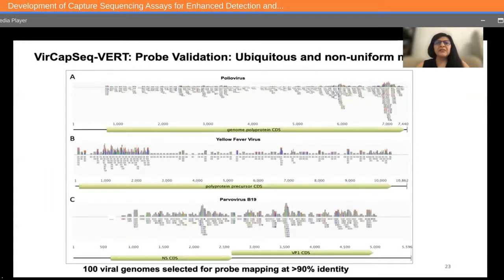So the first step that I mentioned, the in silico validation, was performed on 100 genomes. Here is an example showing only 3 genomes. We can see that when probes are mapped to the genomes of poliovirus or yellow fever virus or parvovirus, we see pretty good coverage, which is ubiquitous. However, we see differences in the depth of the probes because some sequences are overrepresented in the databases and they result in a higher number of probes, and also some parts of the genome are more diverse than others and they result in a higher number of probes. But overall, it's a good representation because we see that the genomes are fully covered in the coding regions.